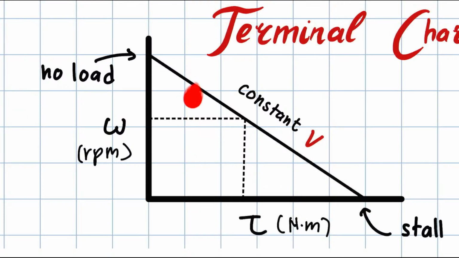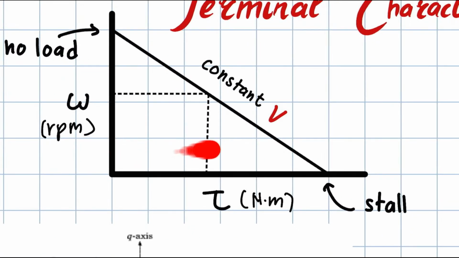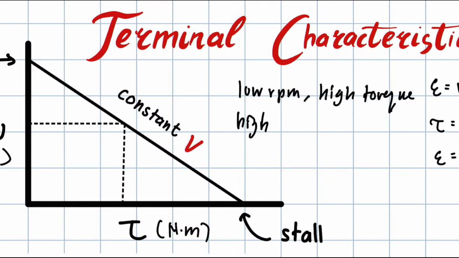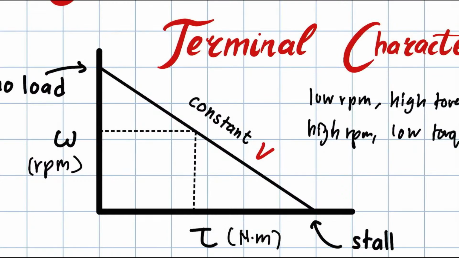What we can observe here is that at high RPM the motor will give you a very low torque. At a low RPM it will give you a very high torque. Okay, let us write there. Low RPM, high torque. High RPM, low torque. Okay, so what happens when the graph hits the axis?